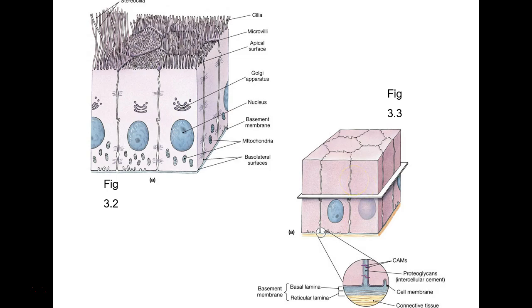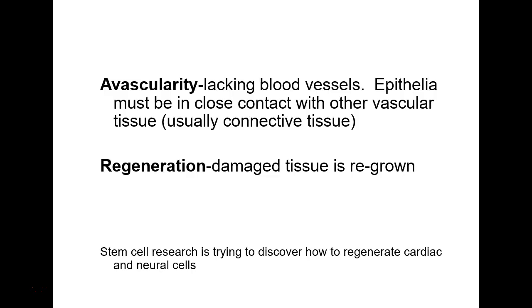So simple columnar epithelium. Where's a good place to find simple columnar epithelium? Well, it's in a few places, but the stomach's a good place. The small intestine's a good place. And the large intestine's a good place. Okay. Avascular. Notice you didn't see any blood vessels in any of that. So the epithelia, for the most part, lack blood vessels. If the blood vessels are up above the basement membrane, generally something's wrong.